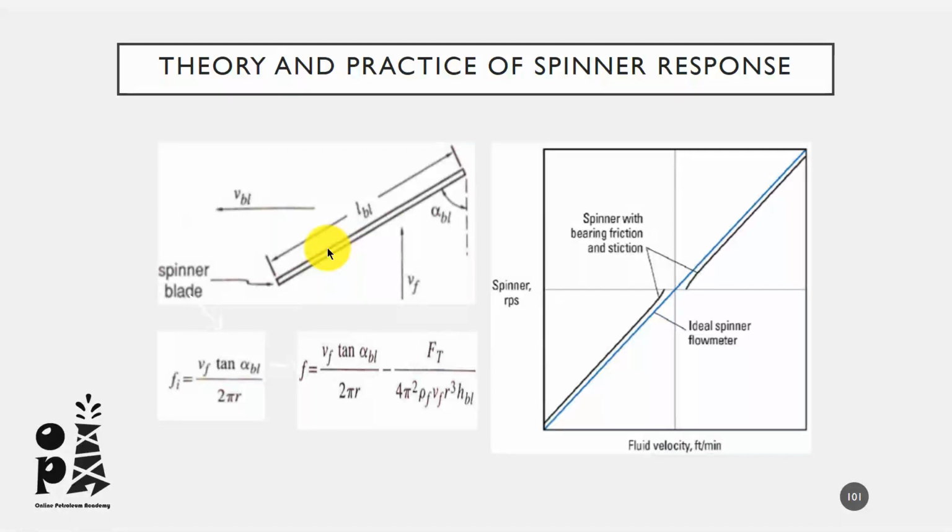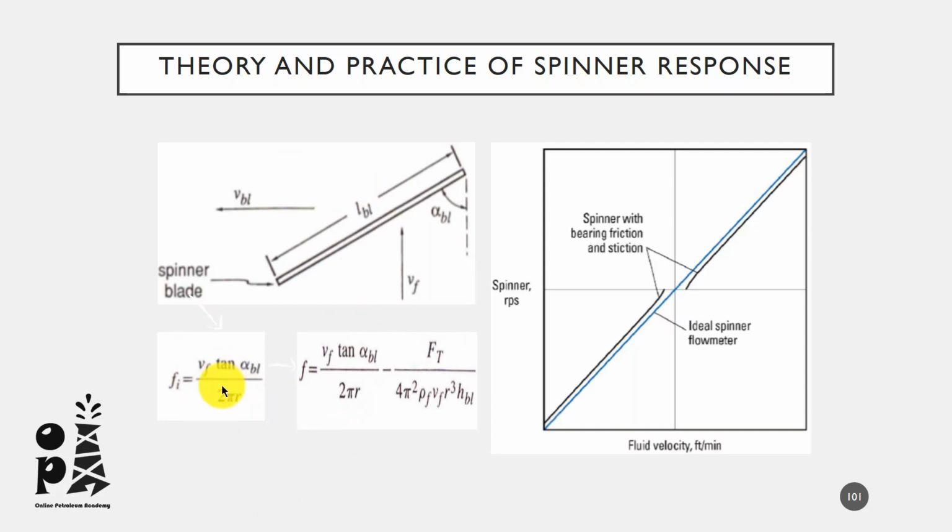Assuming a frictionless spinner and a fluid with zero viscosity, and from the geometry of the system, this assumption relates the spinner blade velocity to the fluid velocity from this equation. This equation is, of course, for the ideal case, for a frictionless spinner and fluid with zero viscosity.